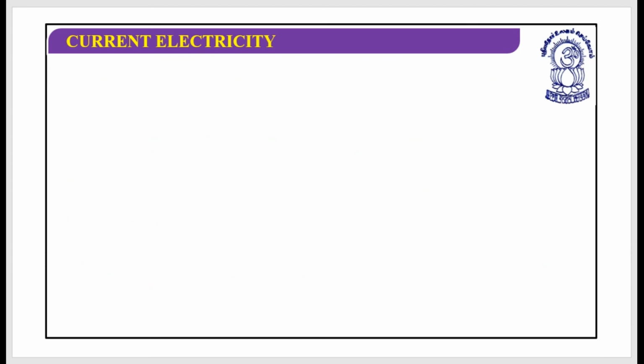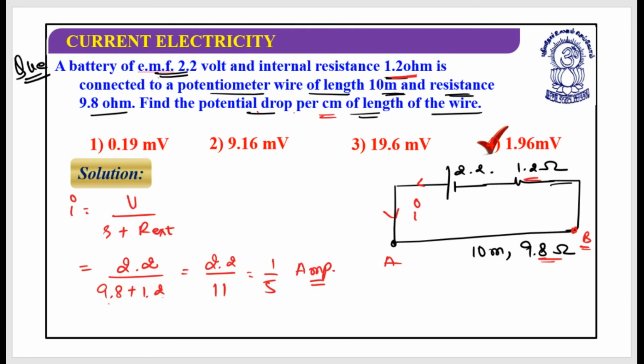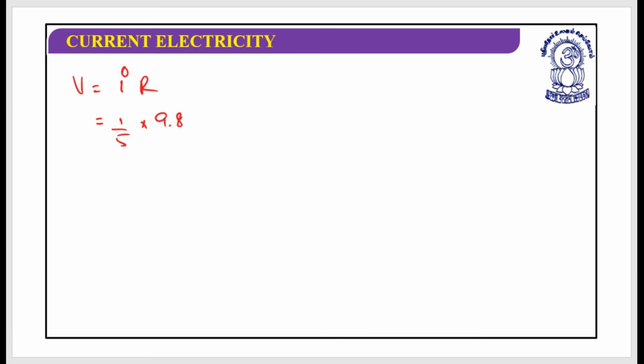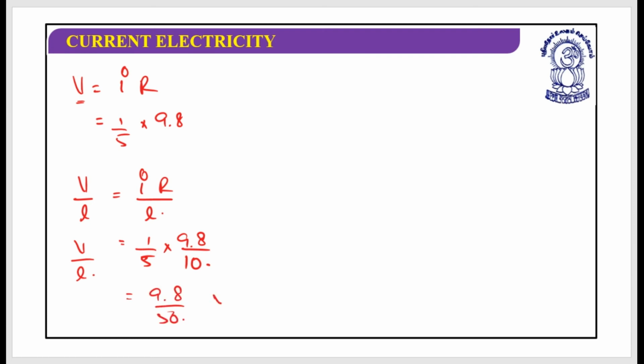Now for potential drop per centimeter, V is equal to I into R. The current is 1 by 5 ampere and the resistance is 9.8. I don't require V, I require V by L. So this is potential drop per unit length, equal to I into R by L, which is 1 by 5 multiplied by 9.8 divided by 10. This is V by L. I hope these things are clear. Yes, this is 9.8 divided by 50 volt per meter. If you require it for centimeter, you convert this to centimeter.